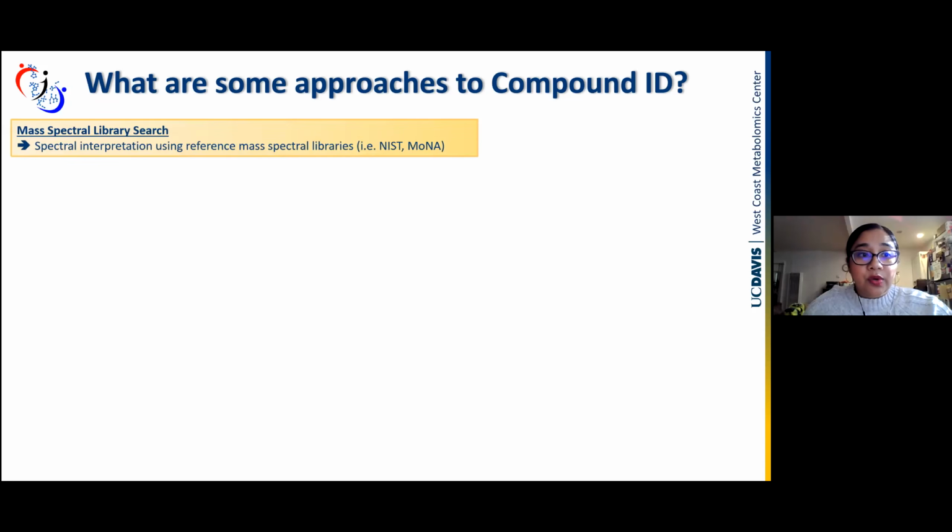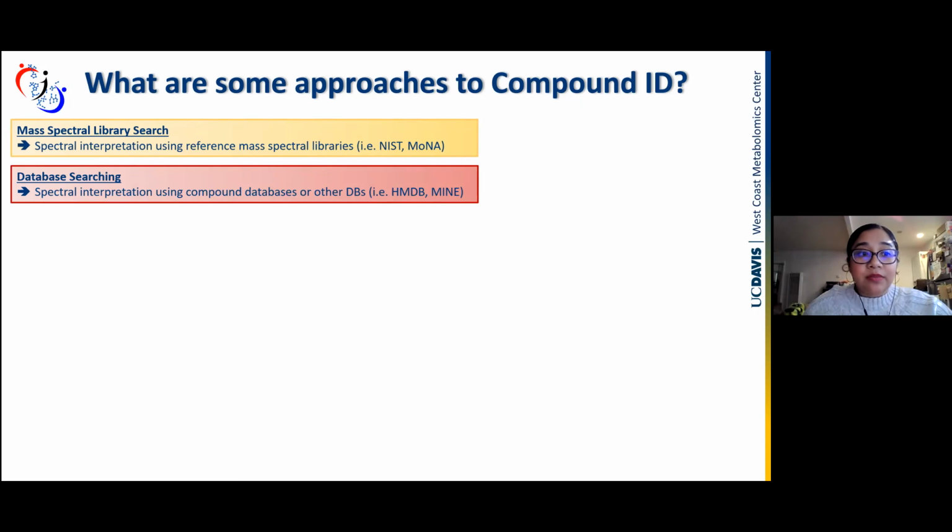So the first one is mass spectral library search. This is spectral interpretation using reference mass spectral libraries such as NIST and MONA, and I'll talk about several other types of libraries as well in a second. And then we also have database searching. So this is spectral interpretation using compound databases or other databases. You might have heard of HMDB, which is a very popular database, or MINE as well.